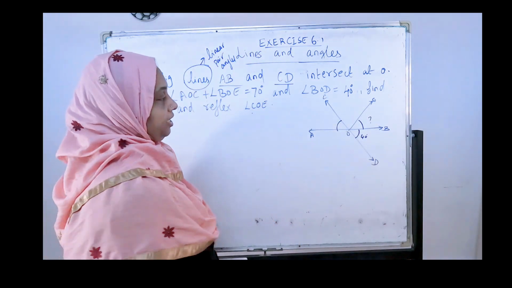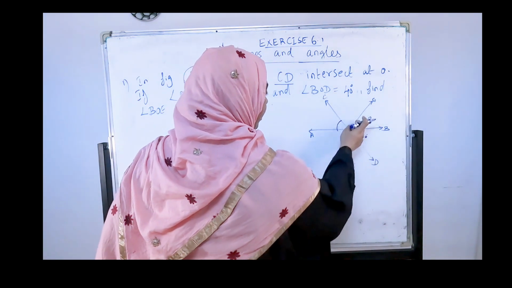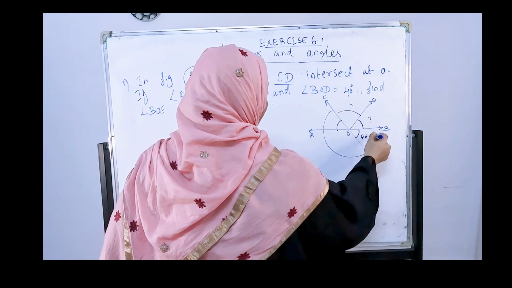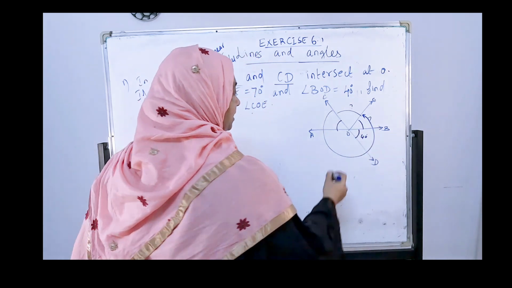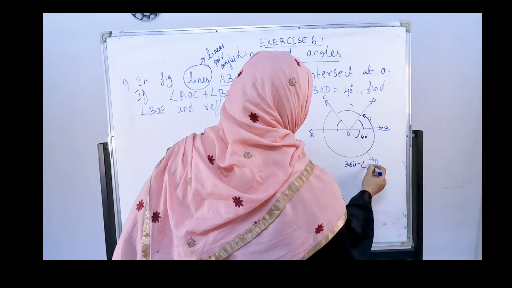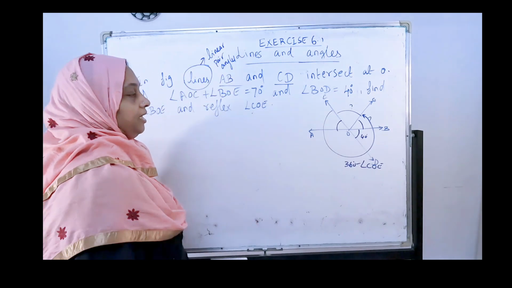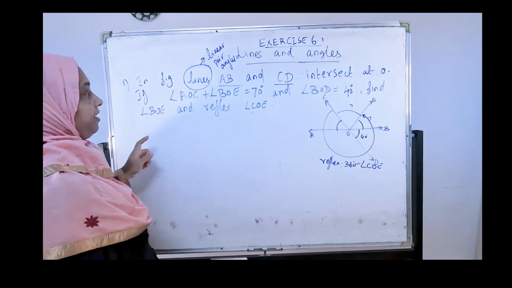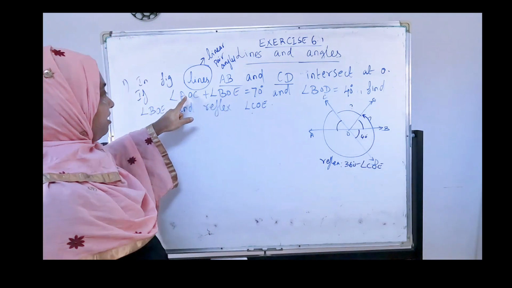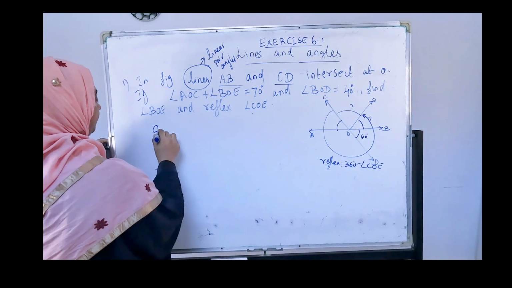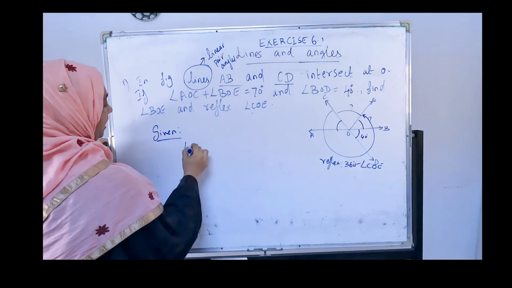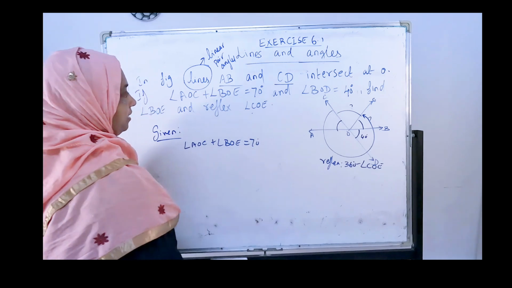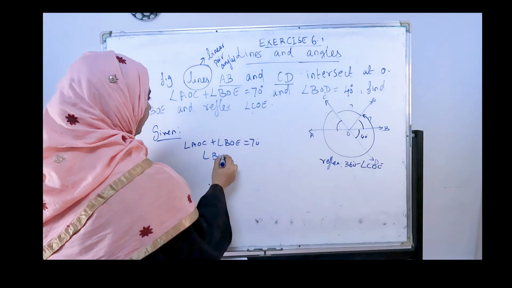Then reflex COE. So we first have to find COE, and from that we have to find the reflex of this, for the back side. That means 360 degrees minus angle COE is the reflex. These two things we have to do here. First, we take the given information: angle AOC plus angle BOE is 70 degrees, and angle BOD is 40 degrees.